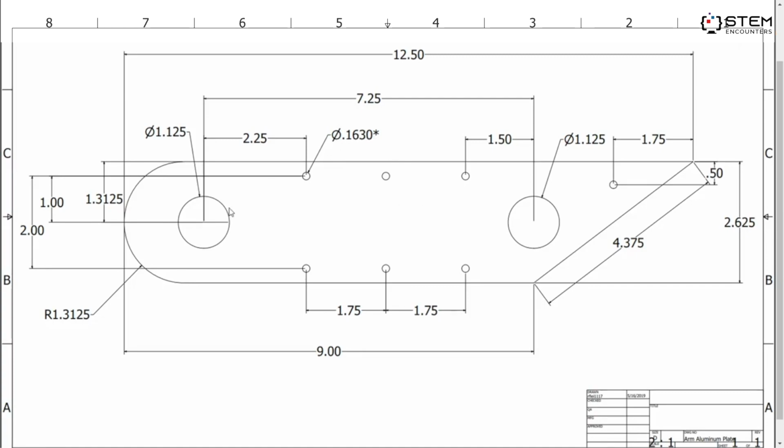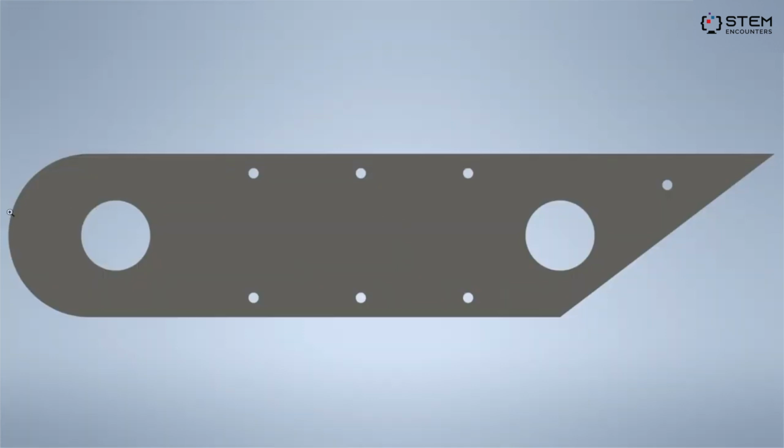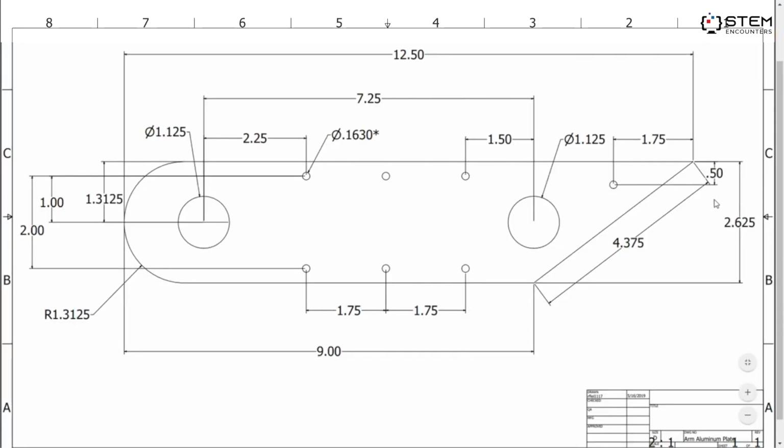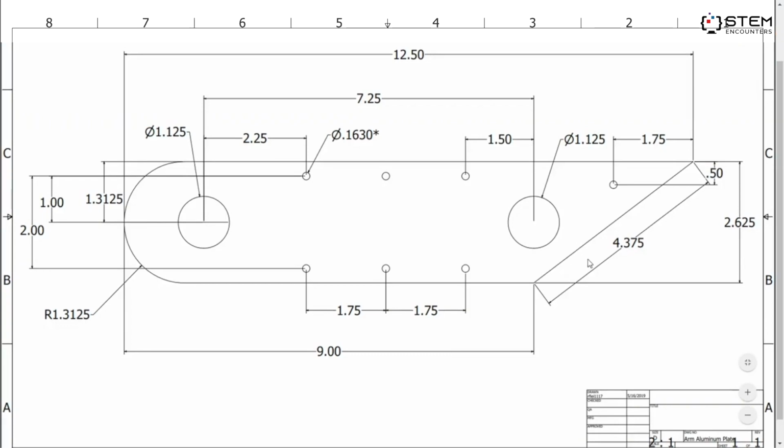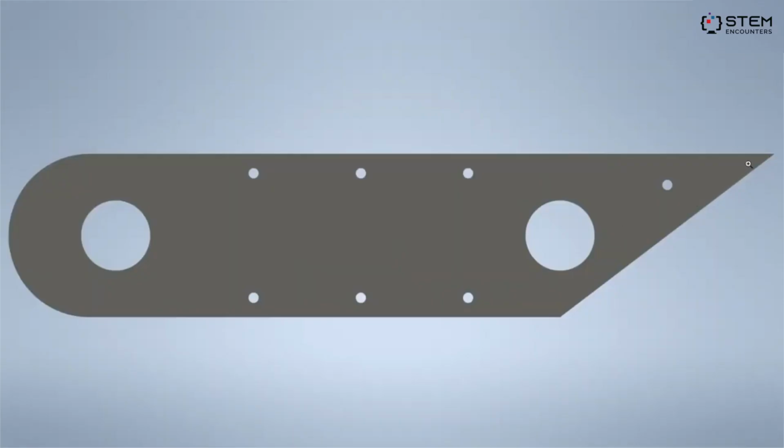I'm now going to go ahead and go over the dimensions of this part. Like I said before, this 12.5-inch measurement is the total length of this part from here all the way down to here. This measurement, 2.625 or 2 5/8 inches, is really the height of the part. So from here to here, the height that goes straight down. This 4.375 or 4 3/8 measurement is the length of this diagonal side of the part.